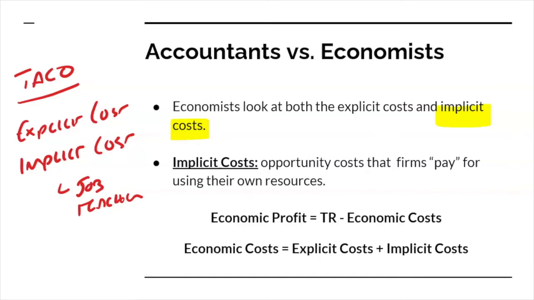And so economic profit is just total revenue minus our economic costs. Our economic cost is just our explicit plus our implicit costs added together. So if we add up our explicit costs plus our opportunity cost of doing business, that gives us our economic cost. Then if we subtract that from our total revenue, that gets us to our economic profit, which is what we care more about in this class compared to accounting profit here.